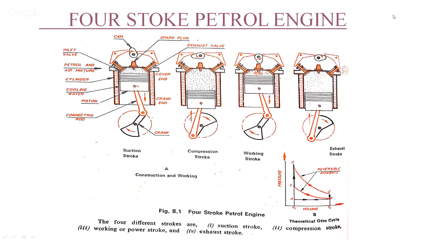See, for a petrol engine, the compression ratio ranges from 7:1 to 11:1. This is the compression ratio for a petrol engine. So as the piston reaches the TDC, the compression is complete. During this stroke, the crank makes another half revolution.